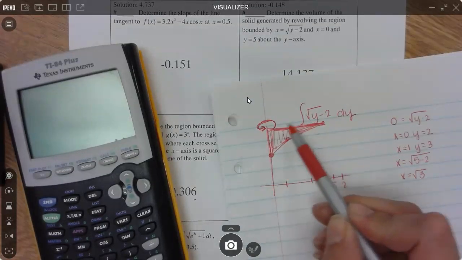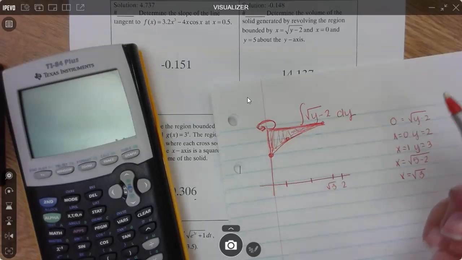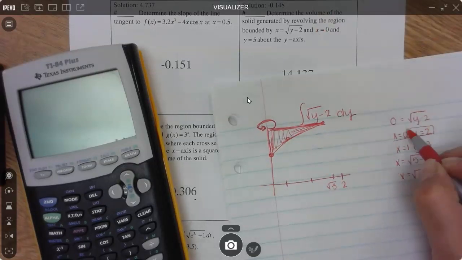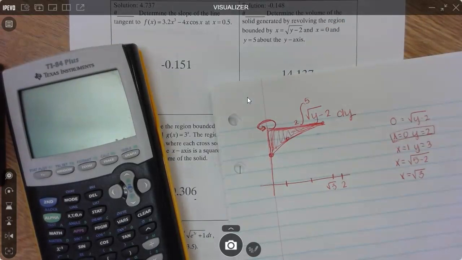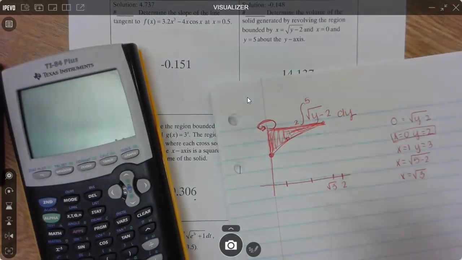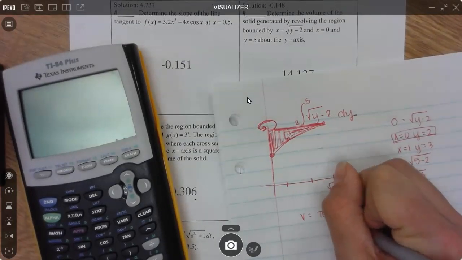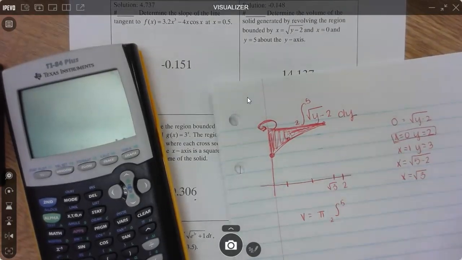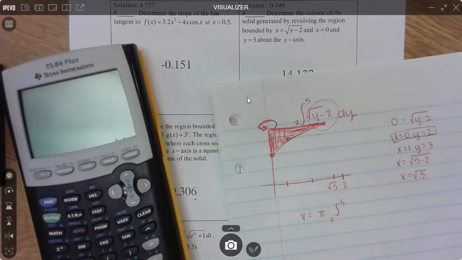So then this is making that cone type shape this way. So I'm integrating from my starting y value of 2 to my height of 5. And there is no space or gaps, so this is going to be a disk method, which means that my volume formula is pi integral 2 to 5 of r squared, where in this case my radius is this square root of y minus 2.